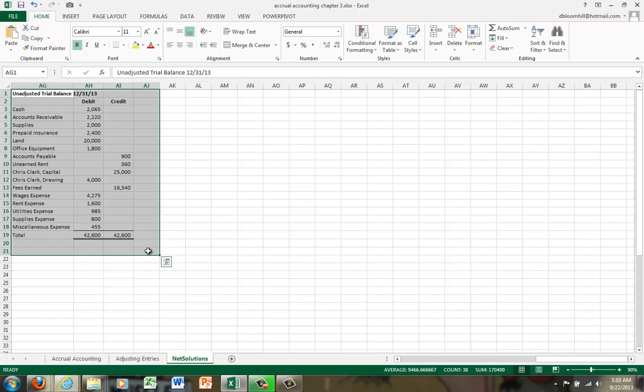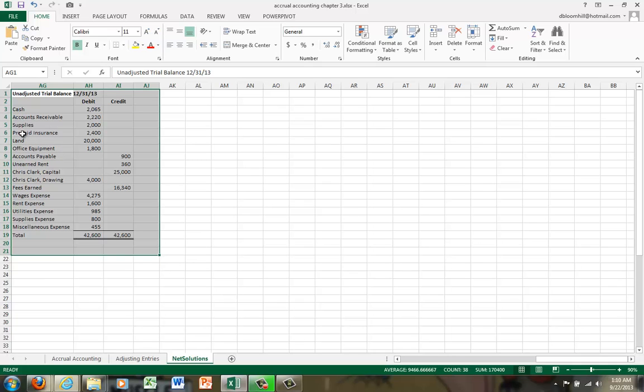In chapter 2, there was an additional set of transactions for the month of December. I did not record those transactions, so you can take a look at them at the end of chapter 2, and this is the trial balance as of the end of chapter 2.